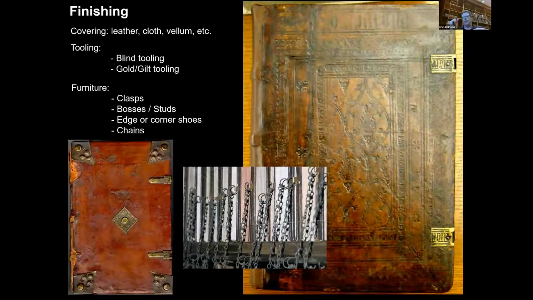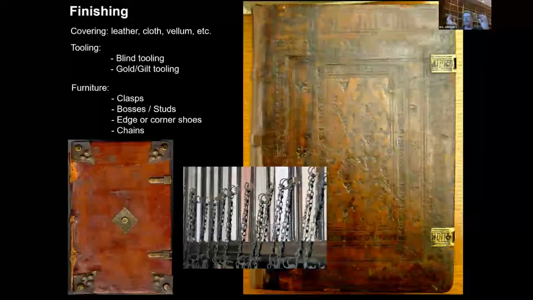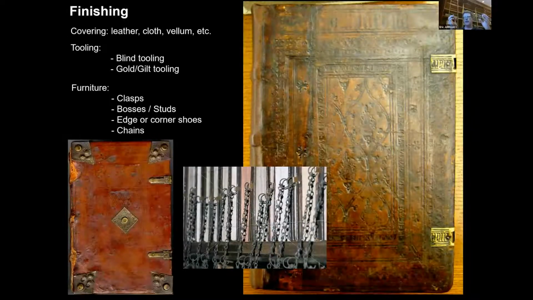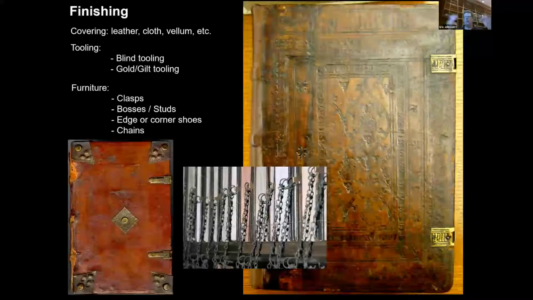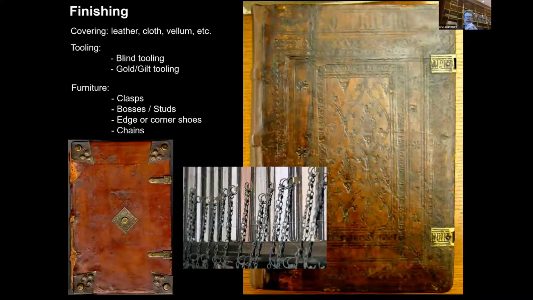More importantly, though, and more immediately, what clasps do is they keep the covers closed and prevent the book from expanding and contracting in response to latent humidity and other types of weather circumstances and weather conditions that might be in a library.